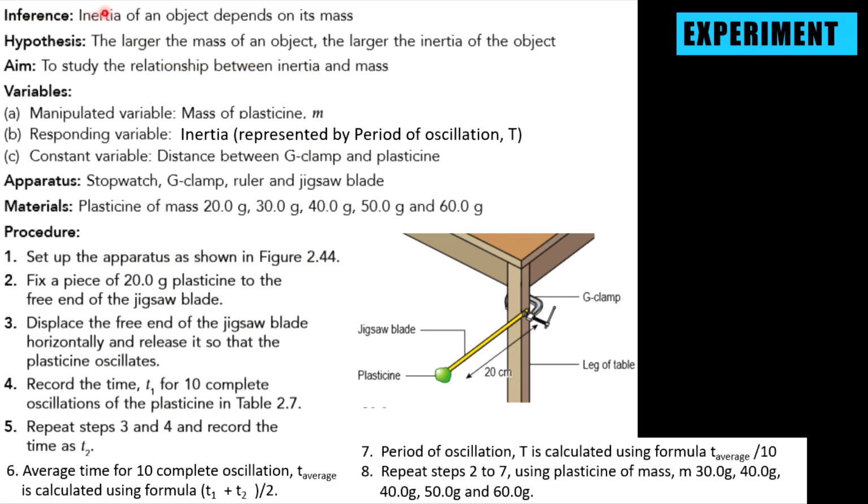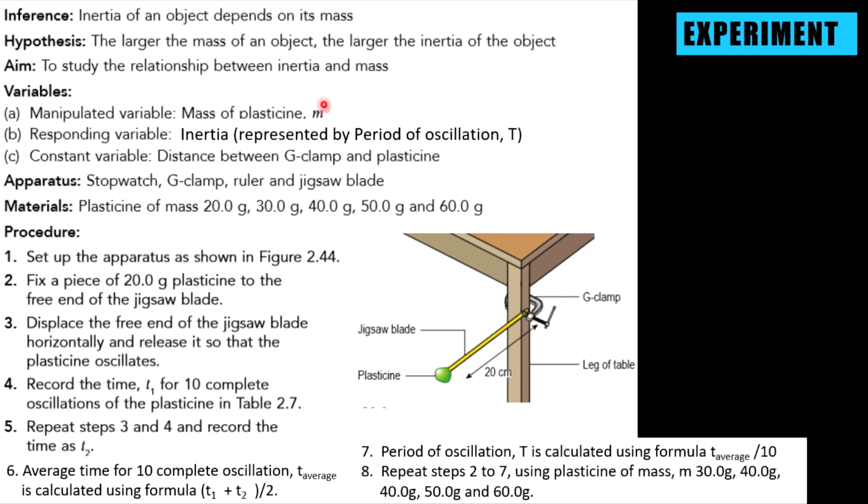So inference: inertia of an object depends on its mass. So you use the word depends. Okay, inertia of the object depends on its mass. Bergantung kepada jisim. Hypothesis: the larger the mass of the object, the larger the inertia. Aim: to study the relationship between inertia and mass. Variables: the manipulated variable is the mass of the plasticine, or mass of the object.